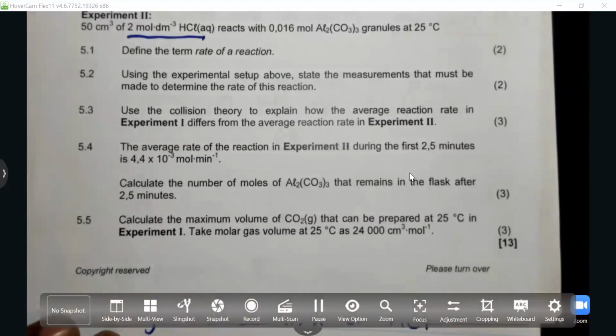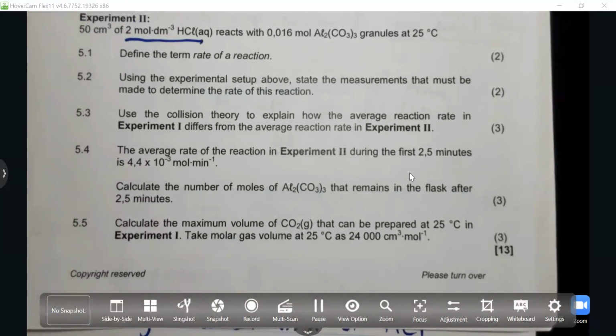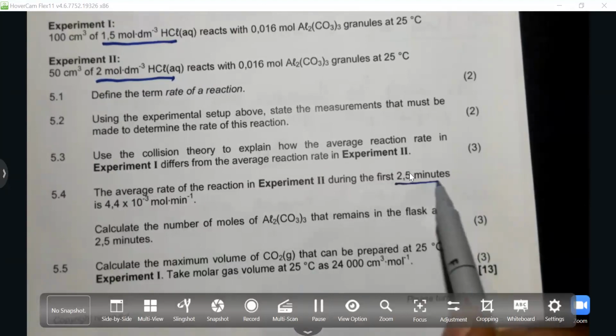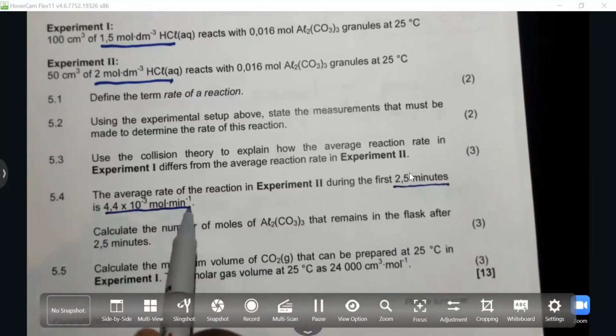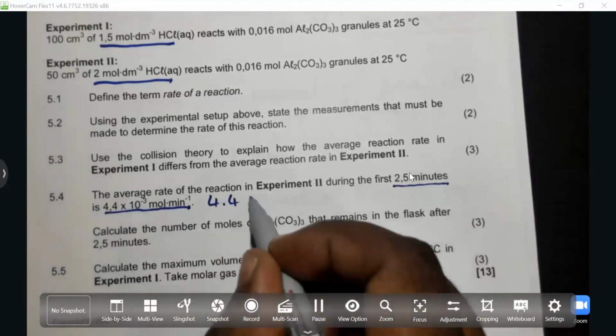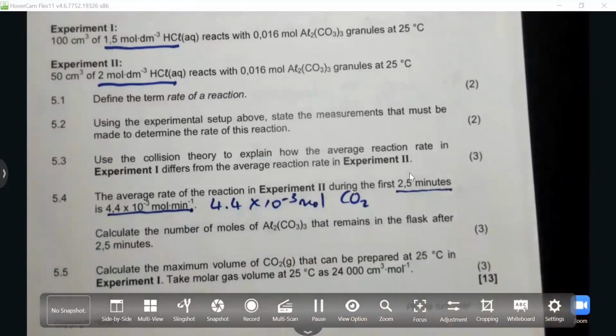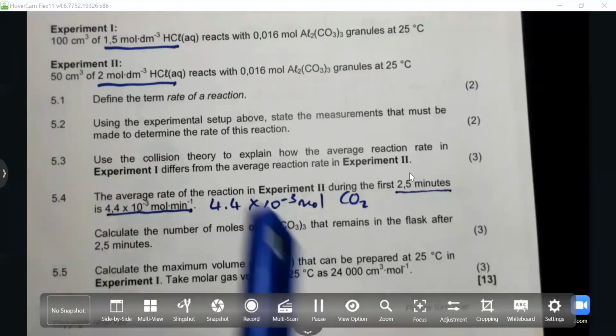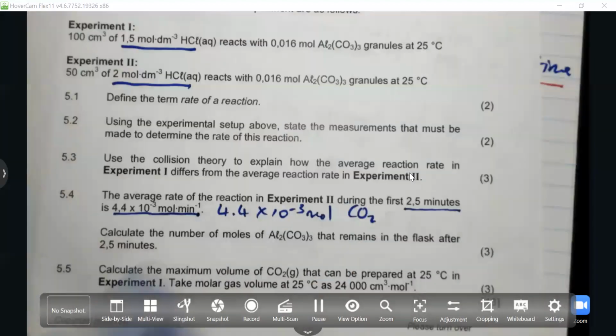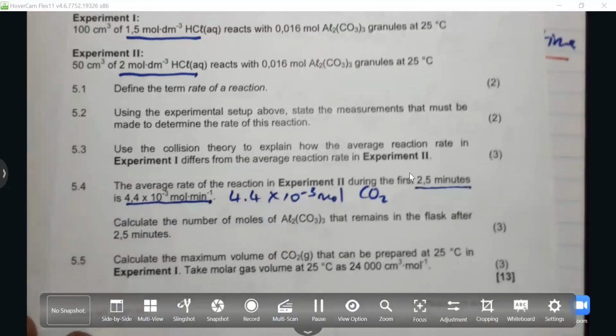And then question 5.4 says the average rate of the reaction in experiment two during the first 2.5 minutes is 4.4 times 10 to the minus 3 moles per minute. Calculate the number of moles of aluminium carbonate that remains in the flask after the 2.5 minutes. Okay, so what you need to understand is that this rate is telling us that for every 1 minute, I am forming 4.4 times 10 to the minus 3 moles of CO2. Because remember, the rate is measured by the amount of CO2 that is collected per unit time. So these moles per minute are referring to the amount of CO2.